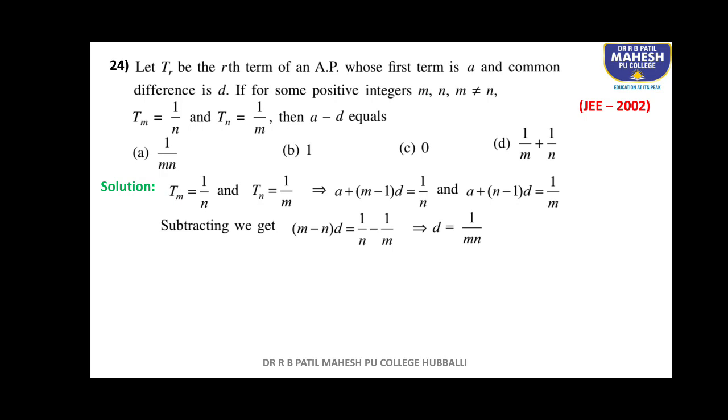Now from the first equation, A plus m minus 1 into D is equal to 1 by n. Here we can write A minus D, because multiplying D here it becomes mD minus D. Transferring mD to the right hand side, we have A minus D is equal to 1 by n minus mD. Now we replace the value D is equal to 1 by mn. Therefore we have 1 by n minus 1 by n is equal to 0. Therefore A minus D is equal to 0. The right option is C.